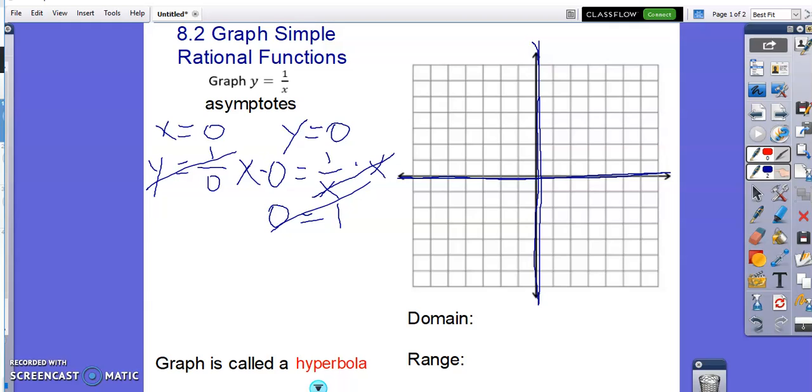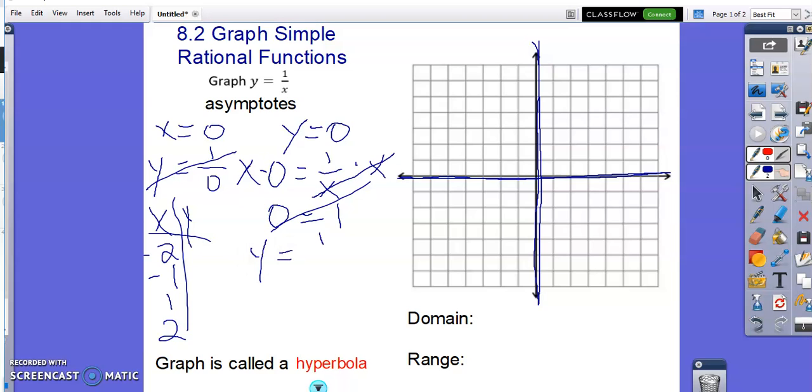So now from here, we're going to find some other values using an xy table. And I'm going to build my x values around the asymptote x equals 0, just without using that exact value. So I might choose other values like -2, -1. I'll skip right past 0, and instead I'll do 1 and 2. We can find our y values then using input-output.